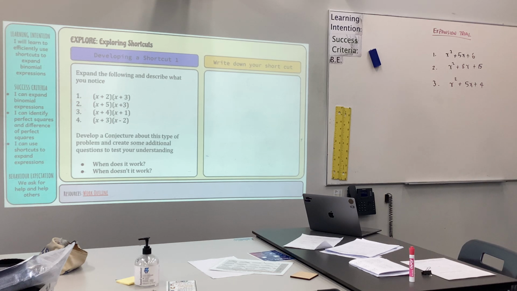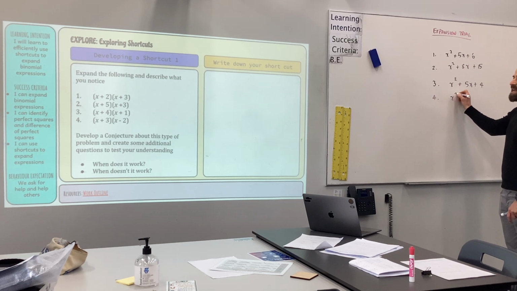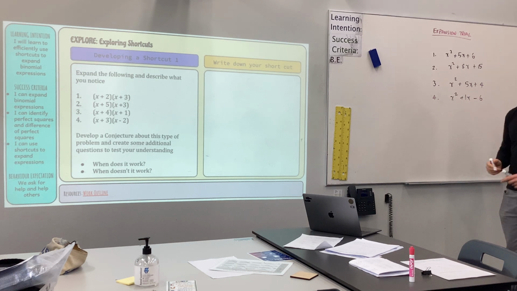The reason I'm getting all of these up here at the moment is just so you can check you got the correct answers as well. The fourth one will be x squared plus 1x minus 6. Which is just x, correct.